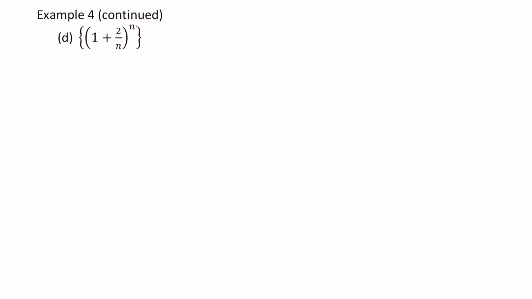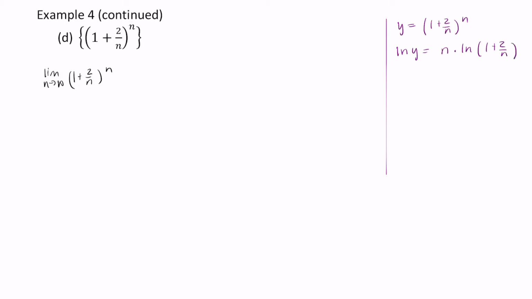So let's take the limit of this sequence as n approaches infinity. Now this limit is a little bit involved, so we need to do some side work here. And what am I going to do in the side work? I'm going to do a little bit of tricky ninja algebra. I'm going to say that y equals 1 plus 2 over n to the nth power. Then the natural log of y equals n times ln of 1 plus 2 over n.